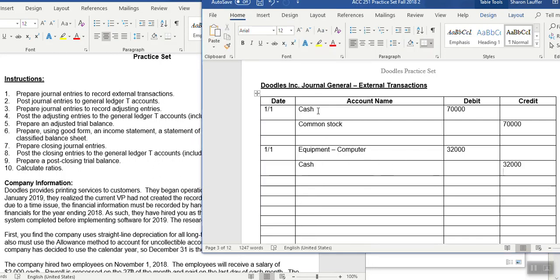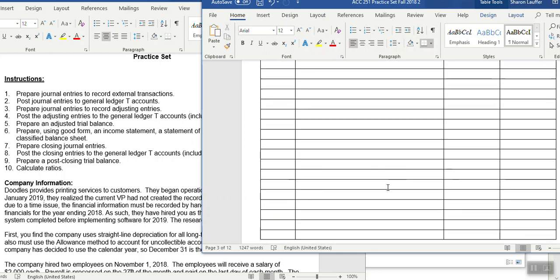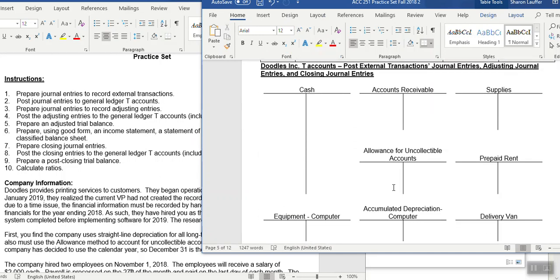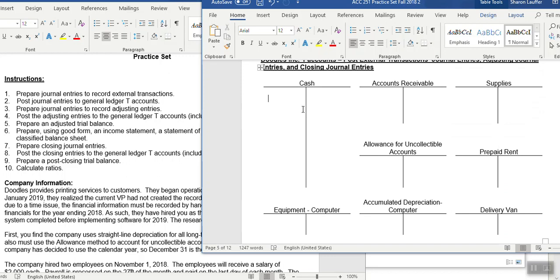I guess I'll just scroll up and down. Cash is a $70,000 debit, so when we get ready to post that, we're going to find our T account somewhere. Here's our cash T account, had a $70,000 debit.